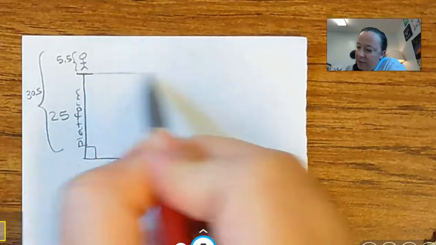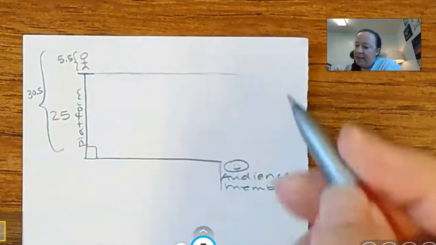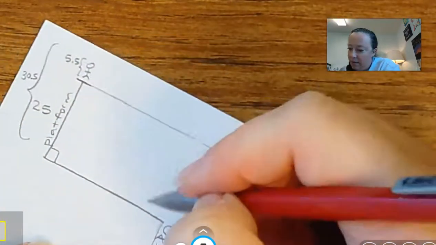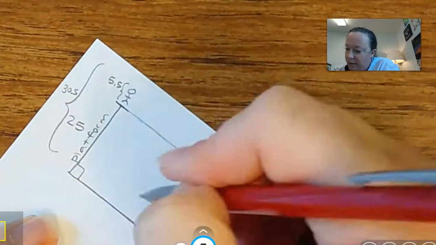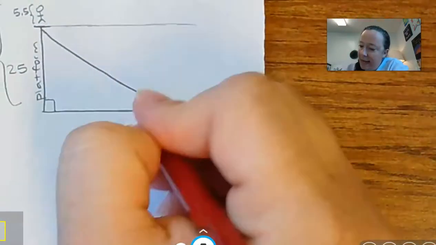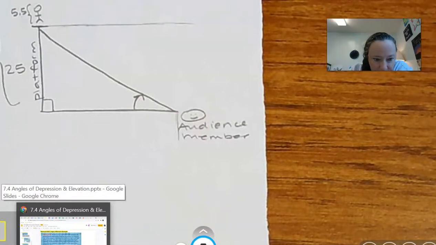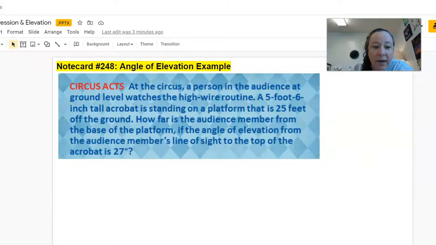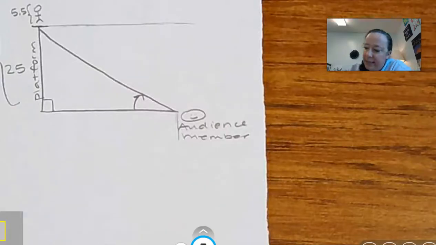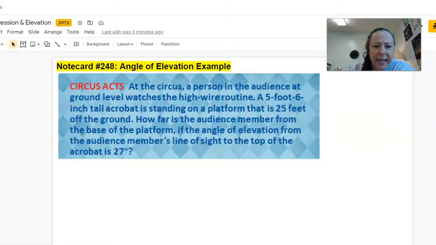If you've never seen this, there's a wire, and this person goes and walks across the wire and does some cool things. This audience member has an angle of elevation. So this wire is horizontal. So here's an angle of elevation, and I think it said 37. Let me just look again. 27 degrees. Okay, 27 degrees. So this is 27 degrees. Because it said they have an angle of elevation to the top of the acrobat is 27 degrees.